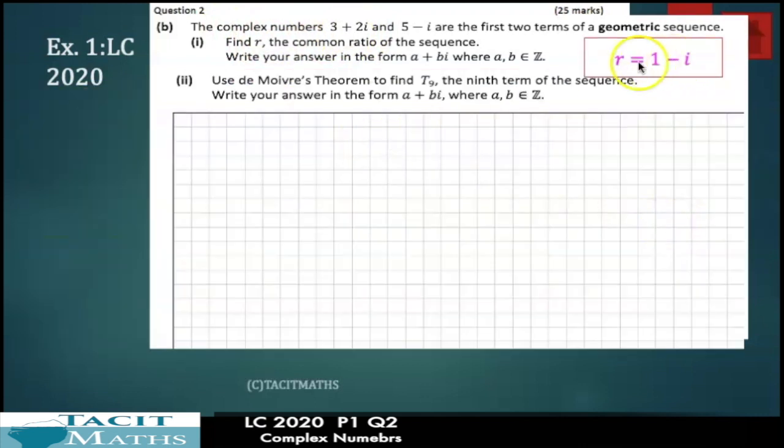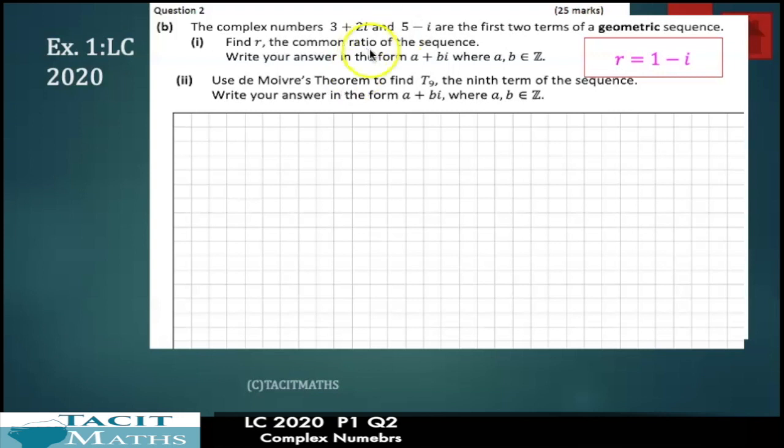This is where it gets interesting. So there's my solution from the previous section. Use de Moivre's theorem to find T9, the 9th term of this sequence. Okay, so where are we going with this? Again, this is another one like part A, where students would never have seen this in a complex number question before.